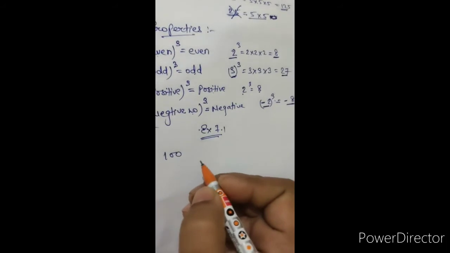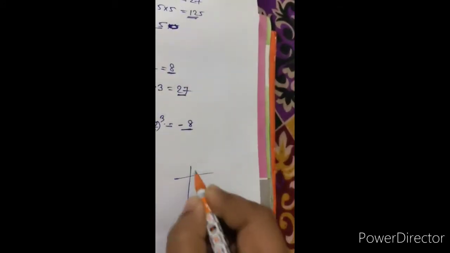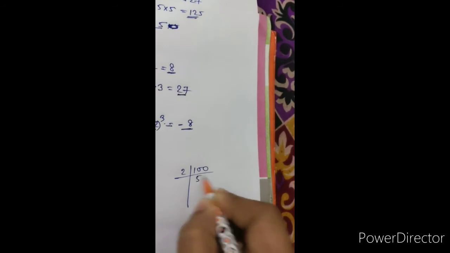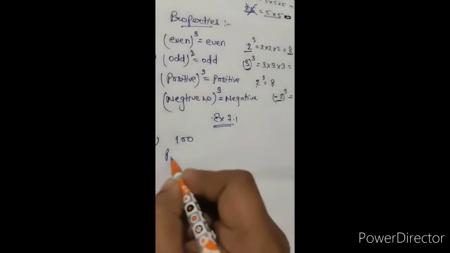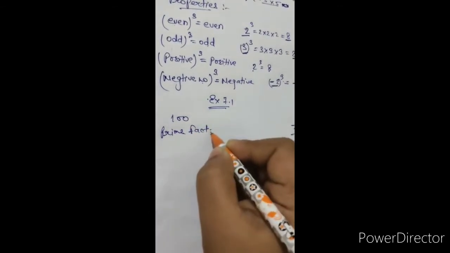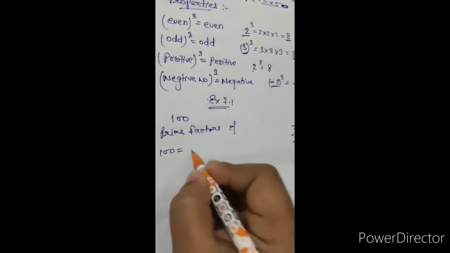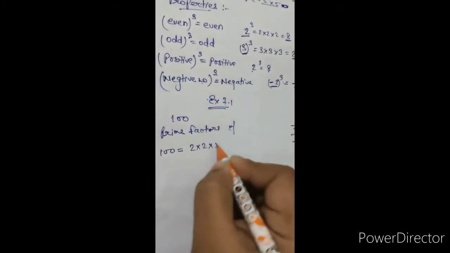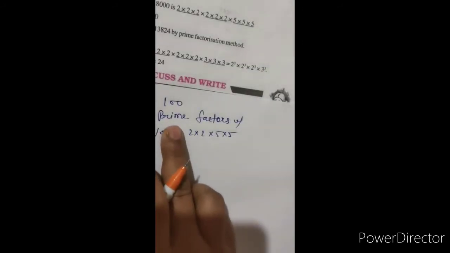So first of all, you have to find the prime factors of 100. For that, you have to find the factors. 100 is divisible by 2. Again, it is divisible by 2. Now it is divisible by 5. So what are the prime factors of 100? The prime factors of 100 are 2 into 2 into 5 into 5. So first of all, you have to find the prime factors of 100.